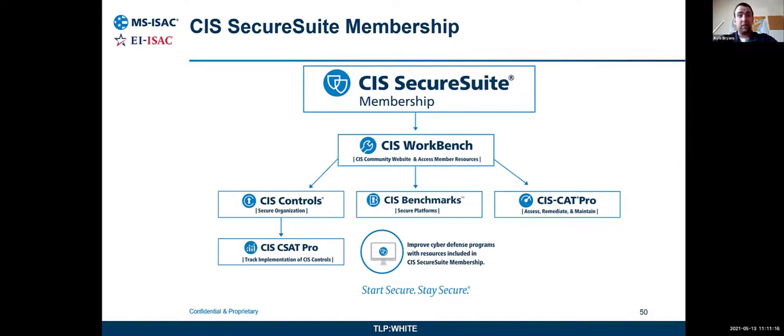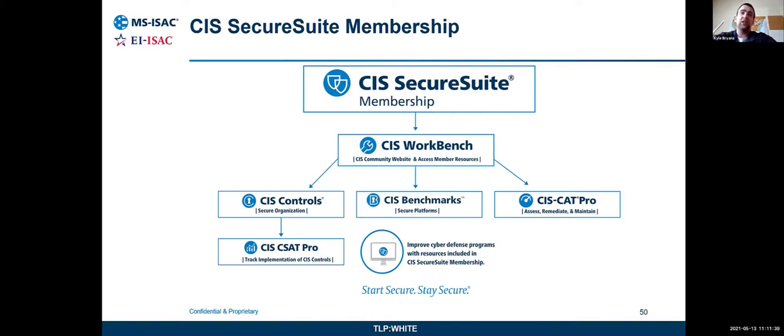But we do know in the public space, staffing, you don't have an army of interns to go over pages and pages of controls and benchmarks. So we've created a couple different products. One would be CSAT Pro. This will help track your implementation of the CIS controls, all in an automated fashion. And then on the other side, we have SysCat Pro with a configuration assessment tool with our CIS benchmarks.